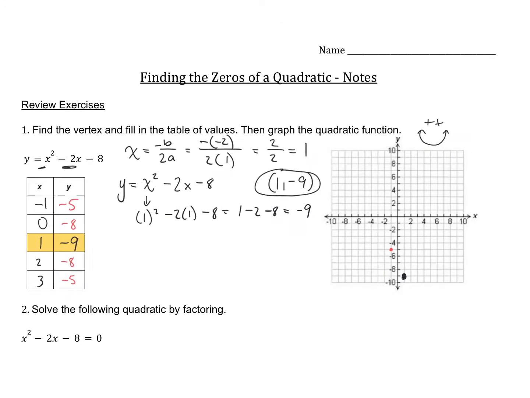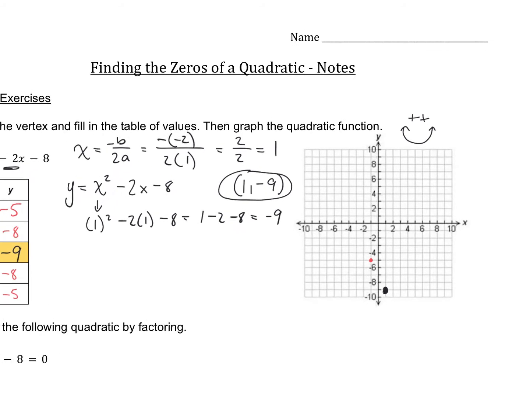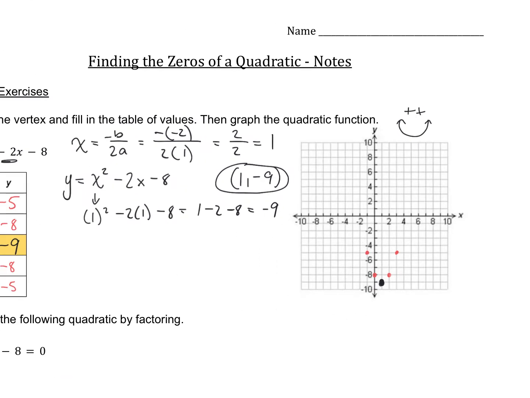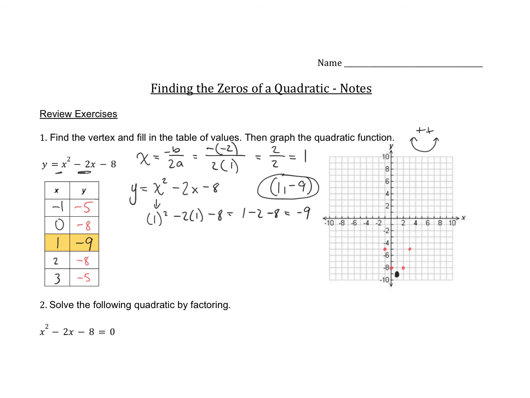Our next point is at 0, negative 8, which is right here. Our next point is 2, negative 8, and then our last point is 3, negative 5. And so remember back to Objective 2, this should be symmetrical, right? So looking at our table of values and looking at our graph, what I'll notice here is there's a pattern. It should be symmetrical.